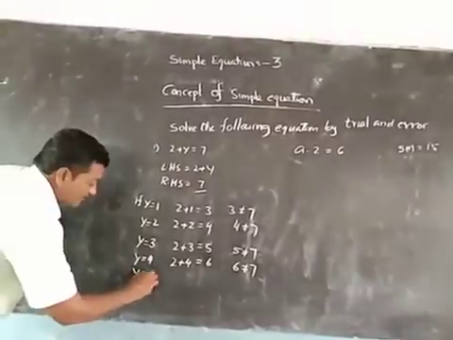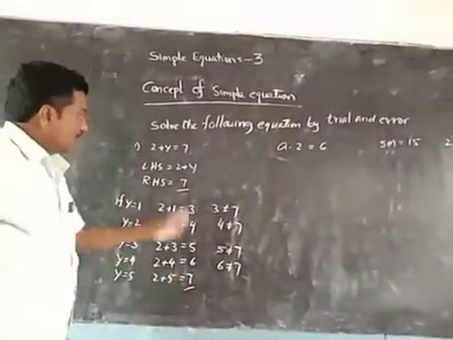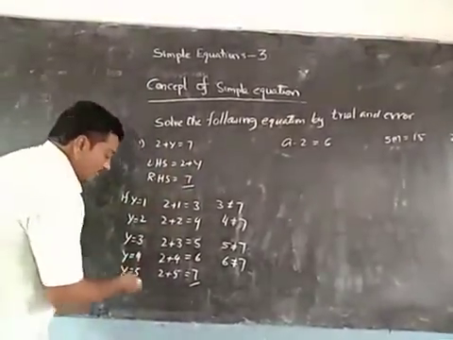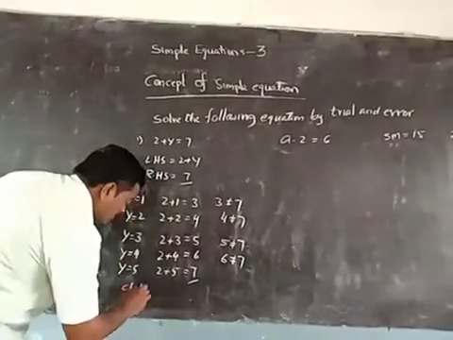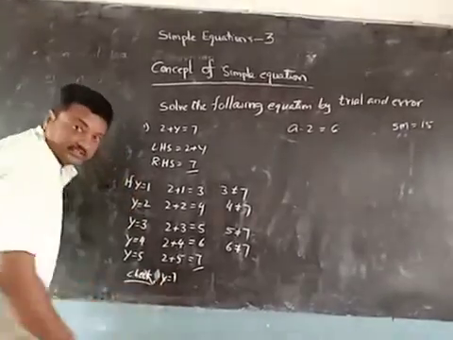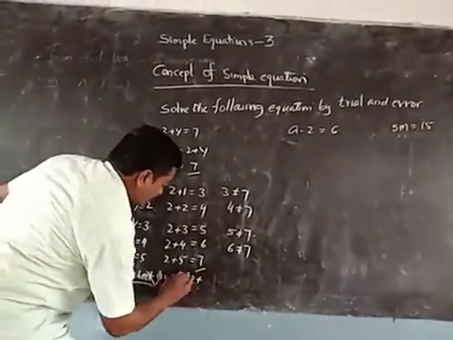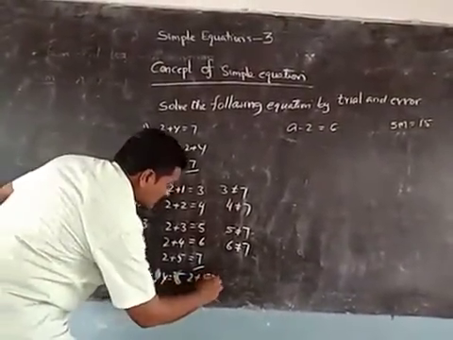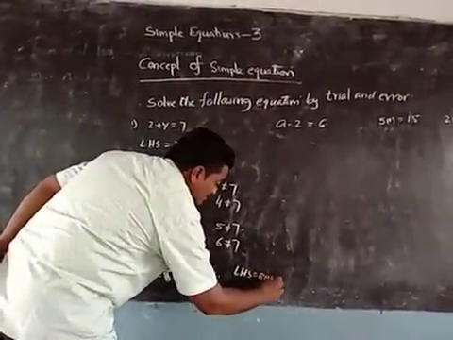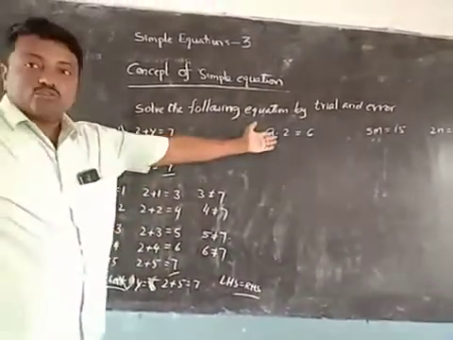If y equal to 5, 2 plus 5 equal to 7. So LHS is equal to RHS. So the solution is y is equal to 5. So check. Finally we are practicing that always, if y equal to 5, 2 plus 5 equal to 7. So LHS is equal to RHS. So this is the trial and error method. It is a solution.